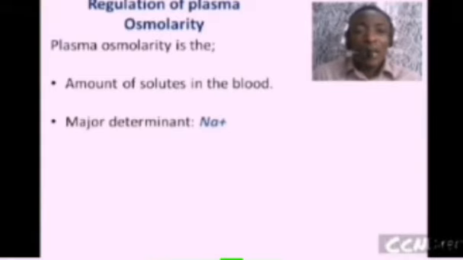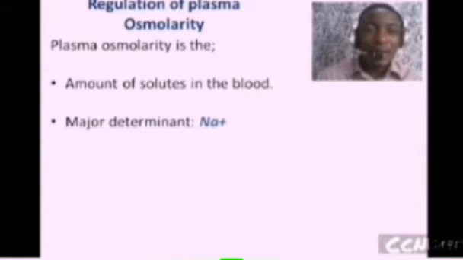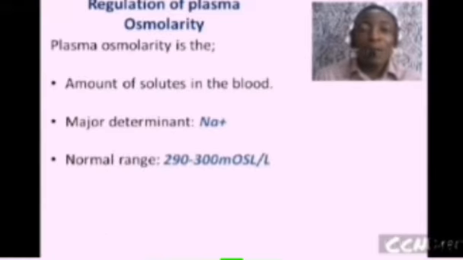The major determinant of plasma osmolarity is sodium ion. Sodium ion, please take note of this. Sodium ion is the major determinant of plasma osmolarity, not hydrogen ion or potassium ion or calcium, but what? Sodium ion. Okay, the normal range of plasma osmolarity is 290 to 300 milliosmol per liter.